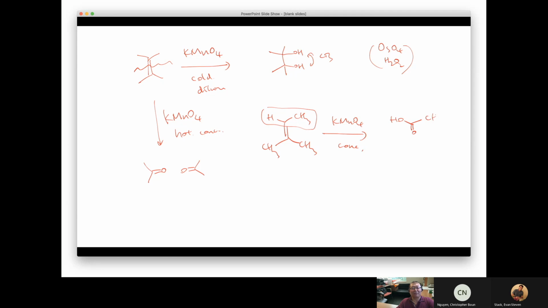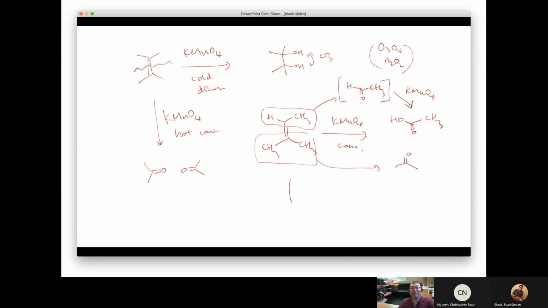a carboxylic acid, right? That's something that we know. Initially an aldehyde is going to be produced, but that's going to be further oxidized by the permanganate that we use in the solution. Then eventually you get the carboxylic acid. But the doubly substituted side will basically become the same as a ketone.